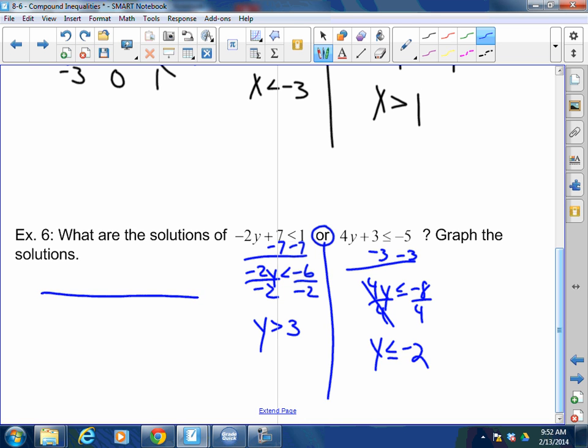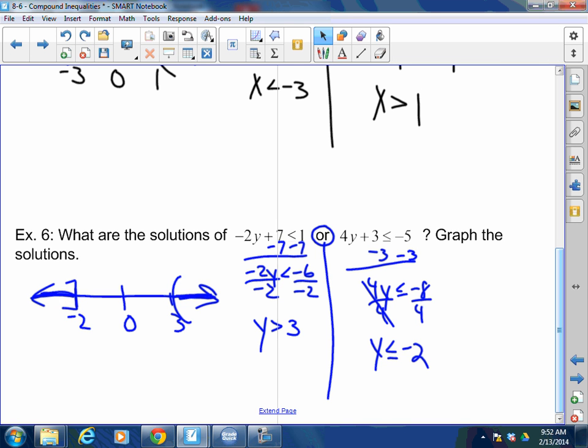I got my solutions. Always put my 0, please. Y is less than or equal to negative 2, bracket to the left. Y is greater than 3, parentheses to the right. Not bad, right? Okay, I got 2 more that are going to be just a little bit more complicated equations, but it's still, I think, Mickey Mouse.